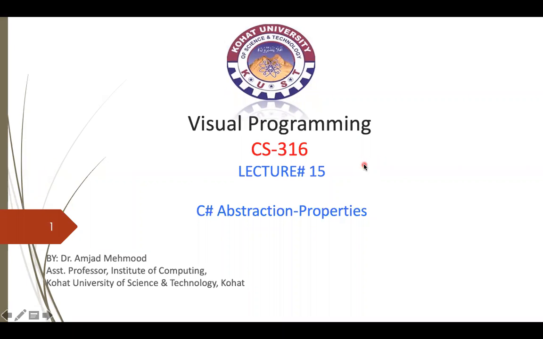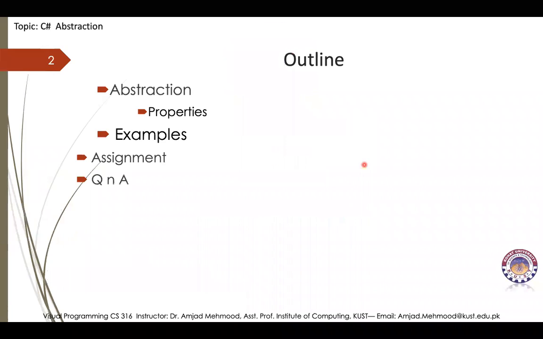Dear students, let's start lecture number 15 on the topic C sharp abstraction. Today we will be discussing how to make properties abstracted in a class. This is our today's outline. We will be discussing abstraction, and inside abstraction we will be looking into properties, that is, how the properties or data types are abstracted in a class.